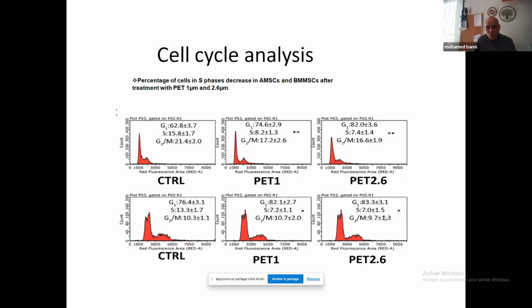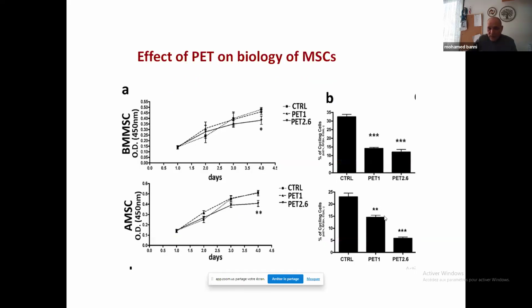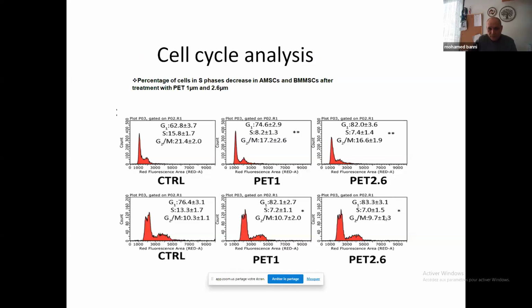So this was also identified using the so-called cell cycle analysis. You know very well that in the cell cycle we can have the phases G1, G2, and S. And here we have obtained evidence that the percentage of cells in S phase decreased in adipocytes and bone marrow cells after treatment with polyethylene and polyethylene terephthalate, with the two types, I mean the two dimensions. So we have a reduction in the phase of DNA synthesis. The DNA synthesis phase decreased drastically. So this is in correlation with the cell division of these cells.